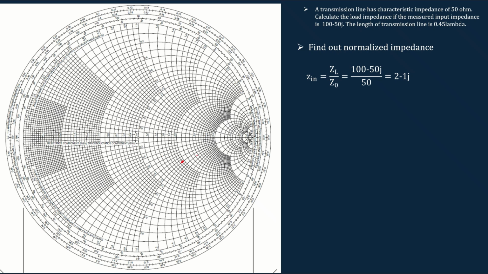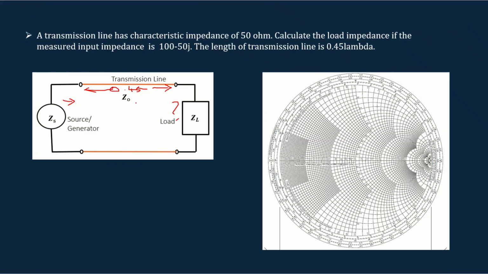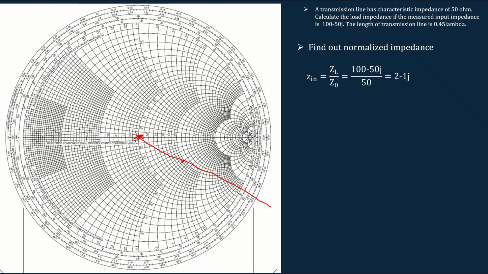So what I have to do is find out the wavelength corresponding to this impedance. For that, I can draw a line from the center. This is always our reference, the matched position, that is 0 is our reference. Draw a straight line from here through this point and extend it towards the outer circles. And from this line, what we have to find out is, now we are moving towards the load. So I have to find out the wavelength towards the load.